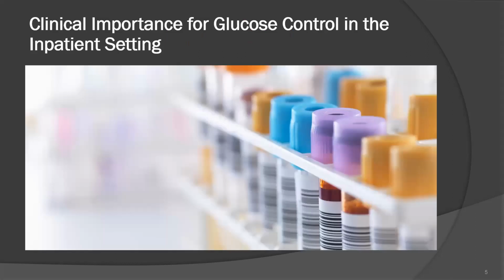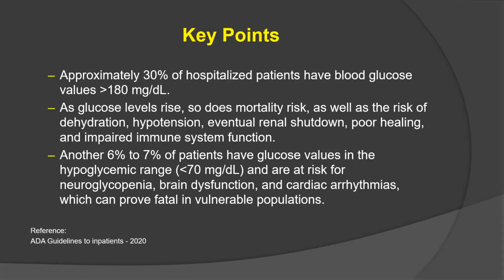So coming to the clinical importance of glucose control in the inpatient setting. The key points are that approximately 30% of hospitalized patients have blood glucose values more than 180 milligram per deciliter. As the glucose levels rise, so does the mortality risk, as well as the risk of dehydration, hypotension, eventual renal shutdown, poor healing of any wound, for example, and impaired immune system function. For example, if a patient is hospitalized for sepsis or septicemia, they need good glucose control for the immune system to function.